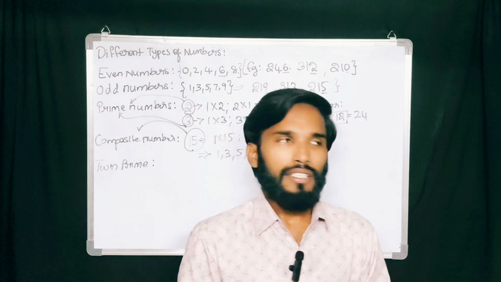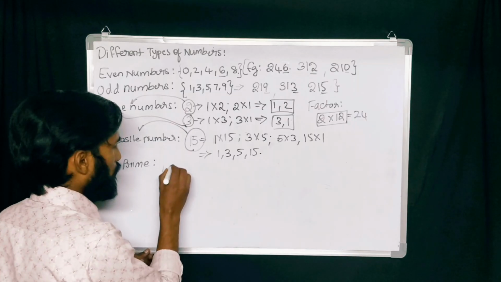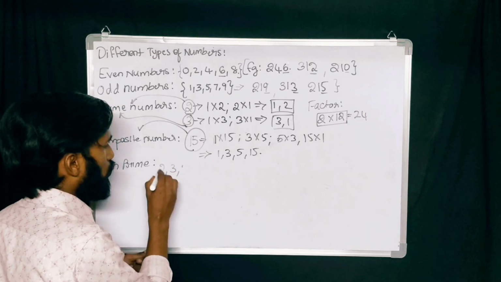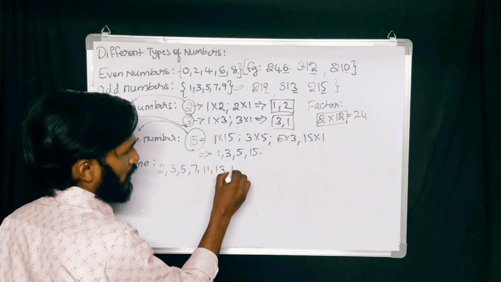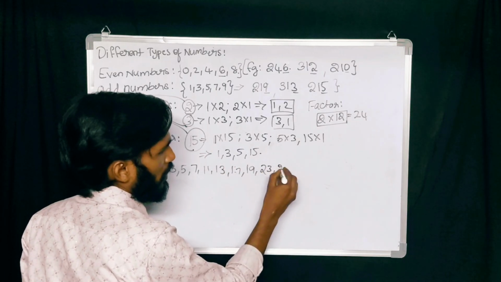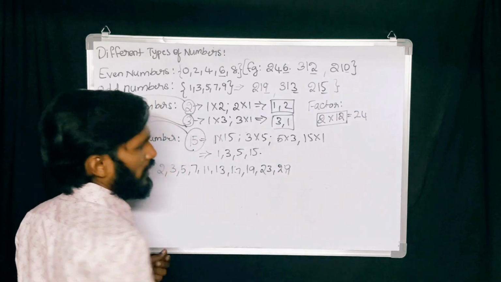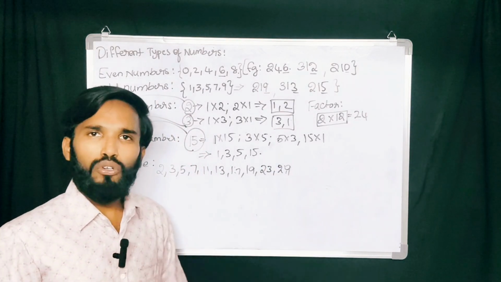Twin prime numbers. See one example. We know the prime numbers now: 2, 3, 5, 7, 11, 13, 17, 19, 23, 29. These are all prime numbers. Why? Because these numbers have only two factors.